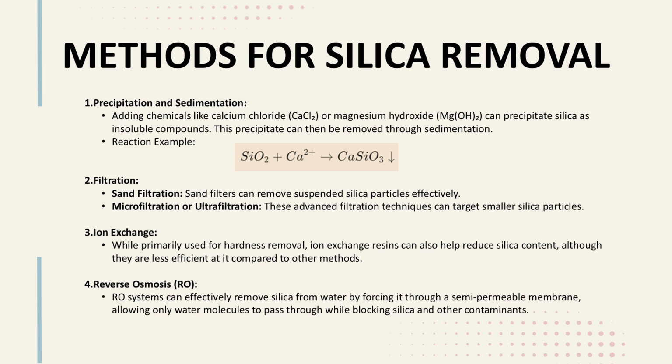Ion exchange. Although primarily used for softening, ion exchange resins can also help reduce silica levels. However, they are not as efficient as other methods. Reverse osmosis. RO systems are very effective at removing silica and other dissolved solids. These systems work by forcing water through a semi-permeable membrane, which blocks silica and other contaminants.